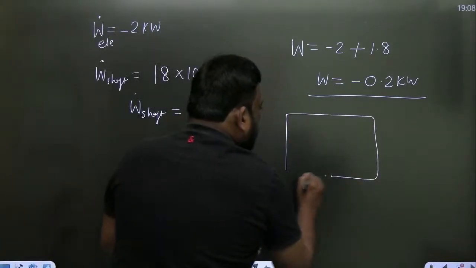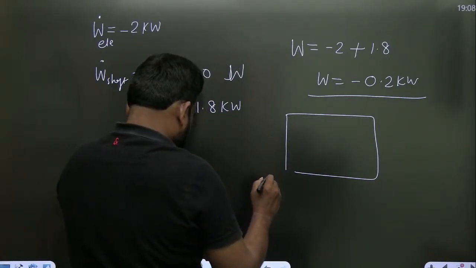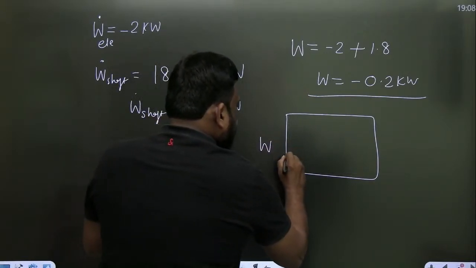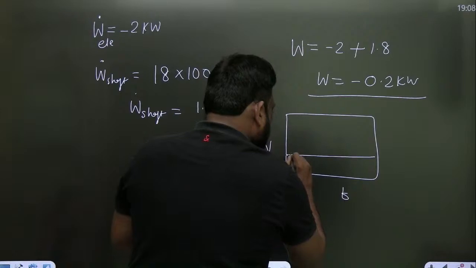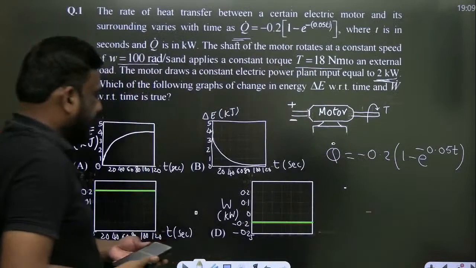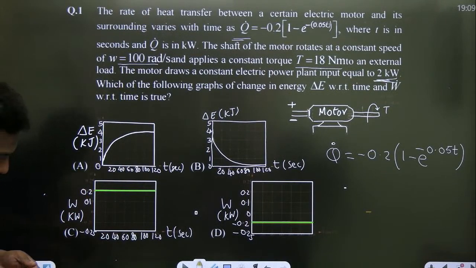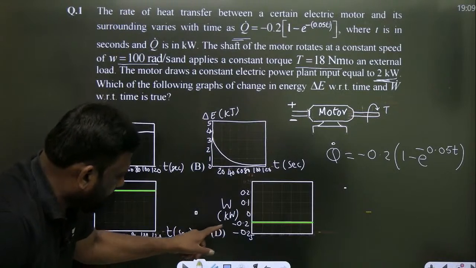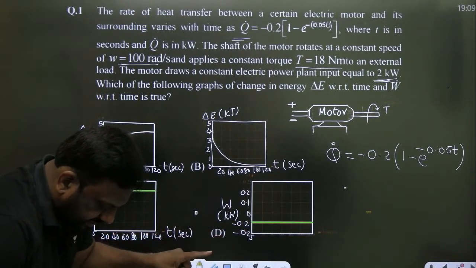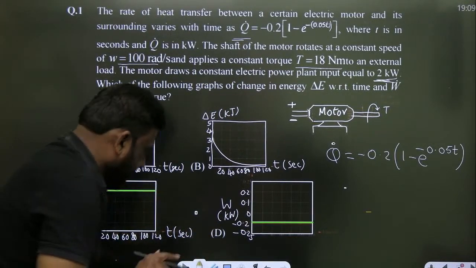So if you want the work input, look here. If you want work, it will be constant. Time is here, and this value is -0.2. Now look at the options: it is given as +0.2 and it is given as -0.2. So which one is correct? This one is correct. Option D is correct. Is it clear, my dear students? Option D is correct. Yes.